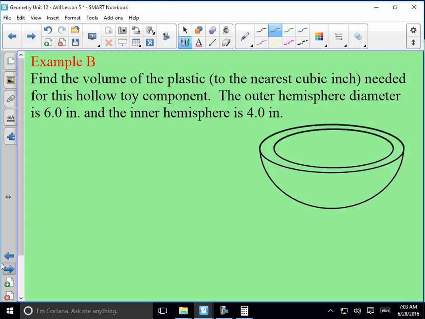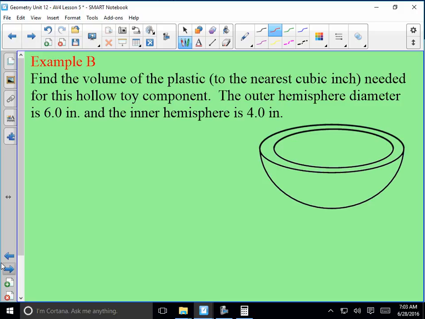Okay, so now, here's a pretty tough example, just showing how we can use hemispheres. We want to find the volume of the plastic to the nearest cubic inch needed for this hollow toy component. So what we have to do is take our outer volume, which would be a solid component, and subtract the inner volume from it. And then that gives us that bowl shape that we're looking at here on the left.